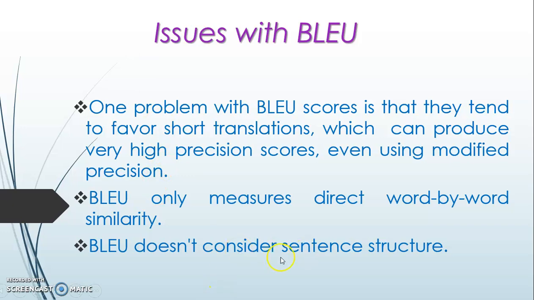The other issue with BLEU is it considers only sentence structure. For example, take a sentence, I saw the dog with the telescope. Now this sentence can either mean that I was using the telescope to look at the dog, or the dog had a telescope. Now, to automate the modeling of this kind of structure, parsing is used. But BLEU, unfortunately, doesn't build on any parsing techniques. Another issue with BLEU is that it measures direct word-by-word similarity. So these were the issues with BLEU, and this was all about machine translation with BLEU.